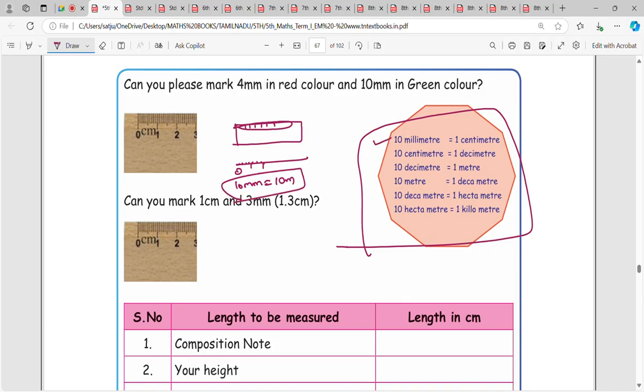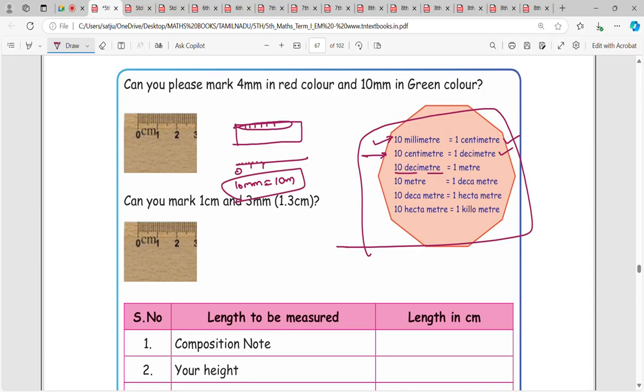So that is why they are providing here. 10 centimeter is equal to 1 decimeter. Guys, take this kind of notes. Page number also I will mention. You guys read these things, very important.